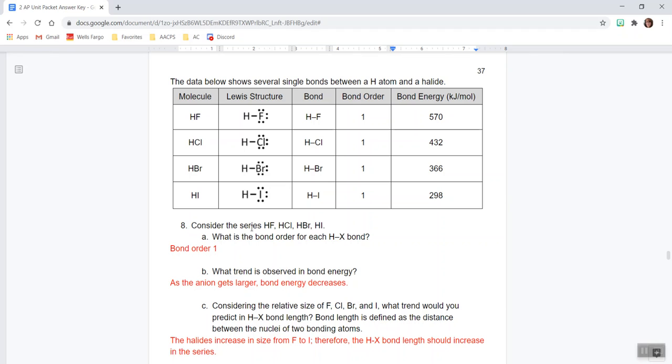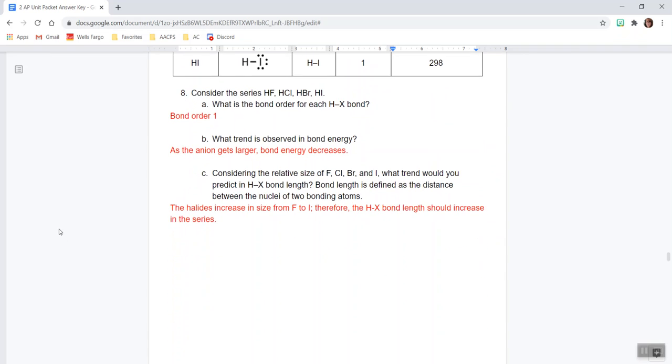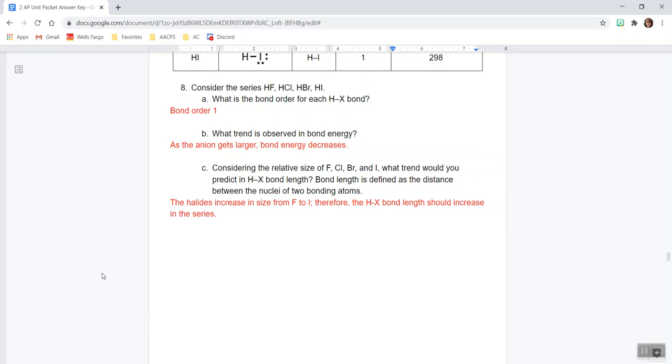Now this makes sense if you think about it as a Coulombic attraction. As the center of positive and negative charge are further away from each other, the distance is larger in that Coulombic attraction equation. So considering the relative size, what trend do you predict in bond length? The halides increase in size from fluorine to iodine, so the HX bond length should increase in the series as well.